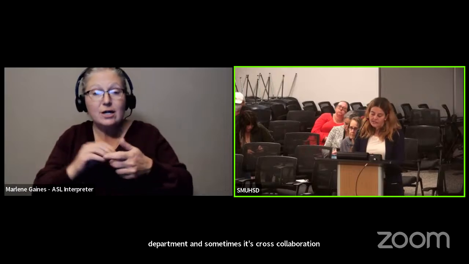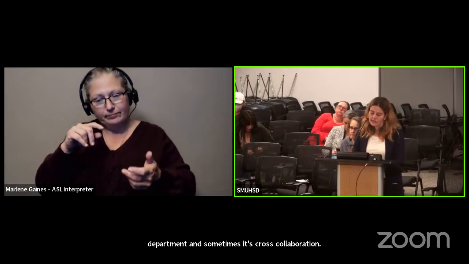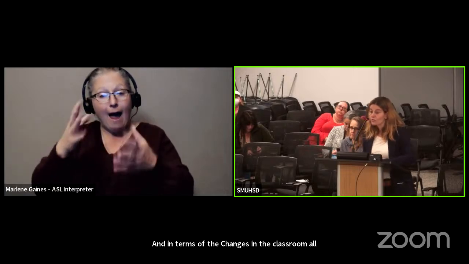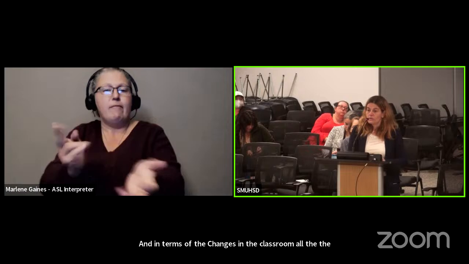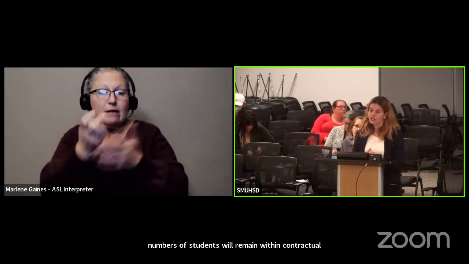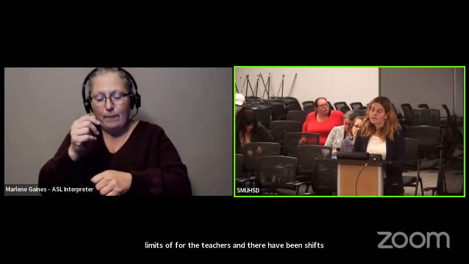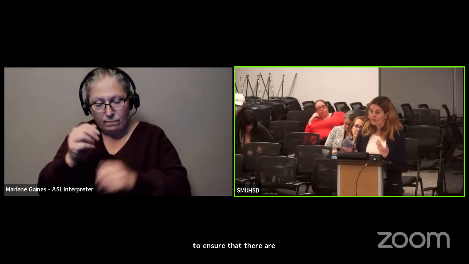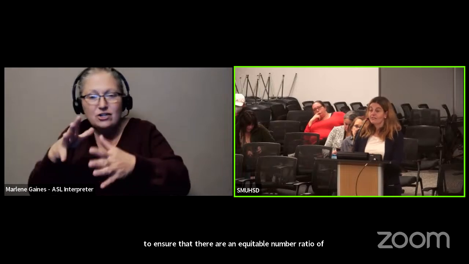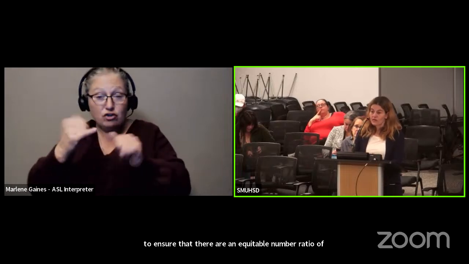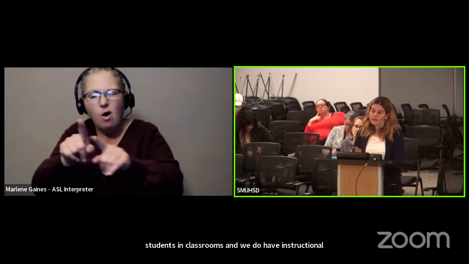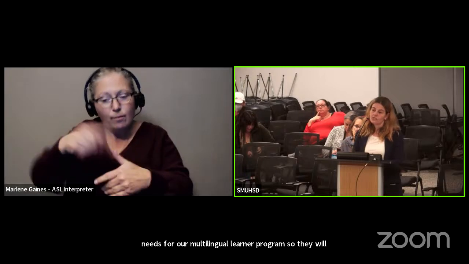And in terms of the changes in the classroom, all the numbers of students will remain within contractual limits for the teachers, and there have been shifts to ensure that there is an equitable ratio of students in classrooms. And we do have instructional aides for our multilingual learner program, so they will also be helping out in the classrooms where these students might be going to new classrooms.